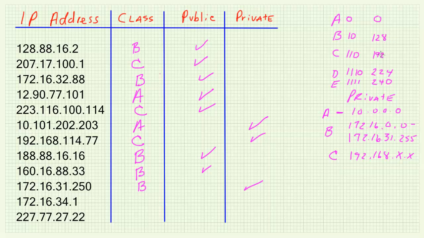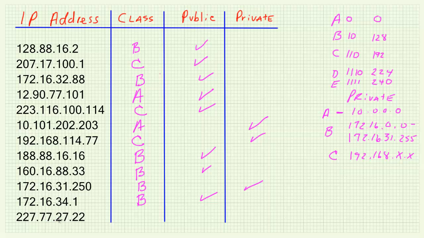Again, it's more than 128, less than 192, so it is a Class B. And does it fall within our private Class B address space? You have to be careful with these Class B publics and privates, particularly when they're the 172.16 and they're close to the cutoff point. I tripped over that last one, so let's be careful with this one, 172.16.34.1. Does it fall between 172.16.0.0 and 172.16.31.255? Well, it is outside that range, so it's going to be a Class B public.